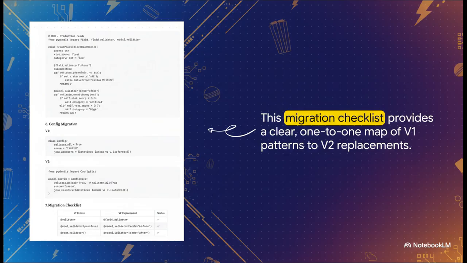Feeling a little overwhelmed by the changes? Don't be. This migration checklist is your best friend. Seriously. It gives you a direct one-to-one map of every major pattern from V1 to its new home in V2. Validator becomes field_validator. Root_validator becomes model_validator. It's a super clear and simple guide to get you through the upgrade.